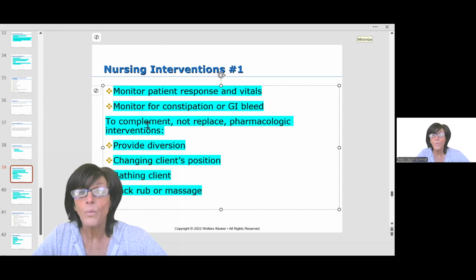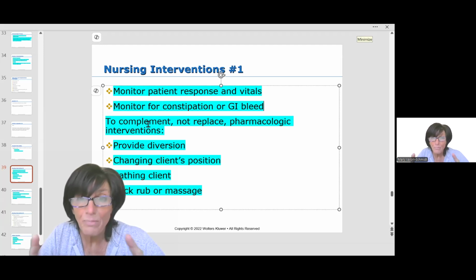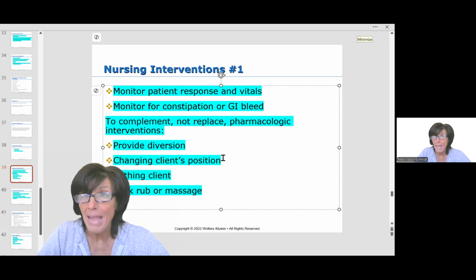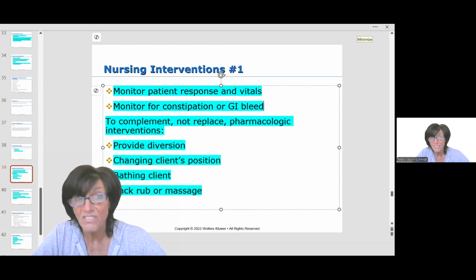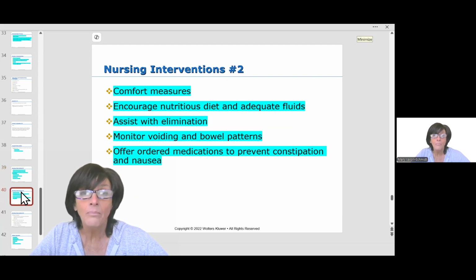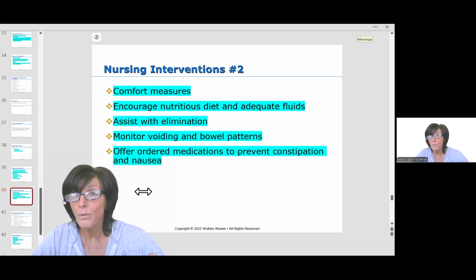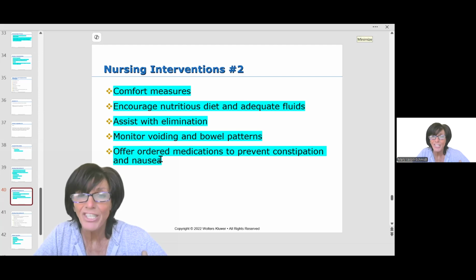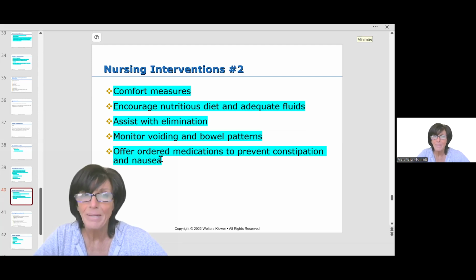And then we can also do other things that are meant to complement, in other words, add to, but not replace medications. Okay. Things like diversion, changing their position, giving them a bath or a back rub or a little massage sometimes can help. Making sure they're eating properly and getting adequate fluids. And sometimes for side effects like constipation or nausea, we can give another medication to help prevent those things from happening. Okay.